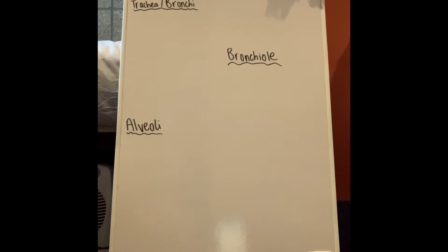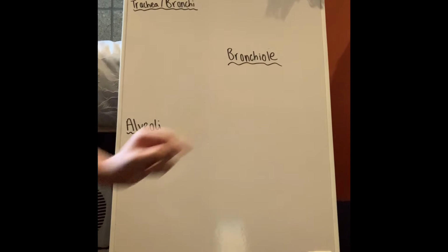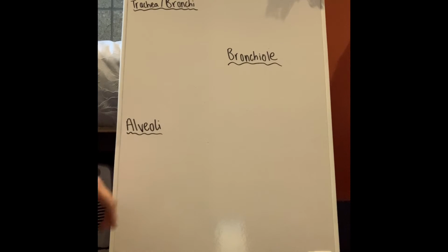In this second tutorial, we're going to go over the microanatomy of the three main areas within the lung. So you have the big main airways like the trachea and the bronchi, then you have the small bronchioles, and then you have the little alveoli.